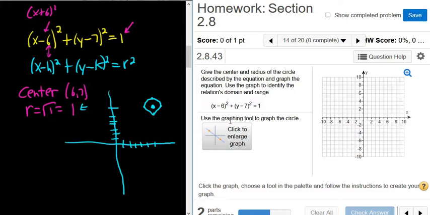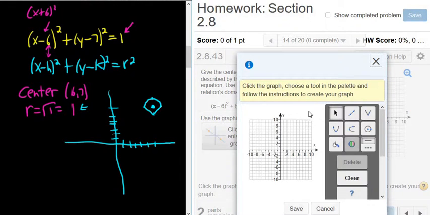Now in this problem, we have to graph it using the software. So I'm going to click this. It says click to enlarge graph, and choose a tool in the palette and follow the instructions to create your graph. Well, we know it's a circle, so I'm going to pick the circle tool. It says click the graph to plot the center of your circle.